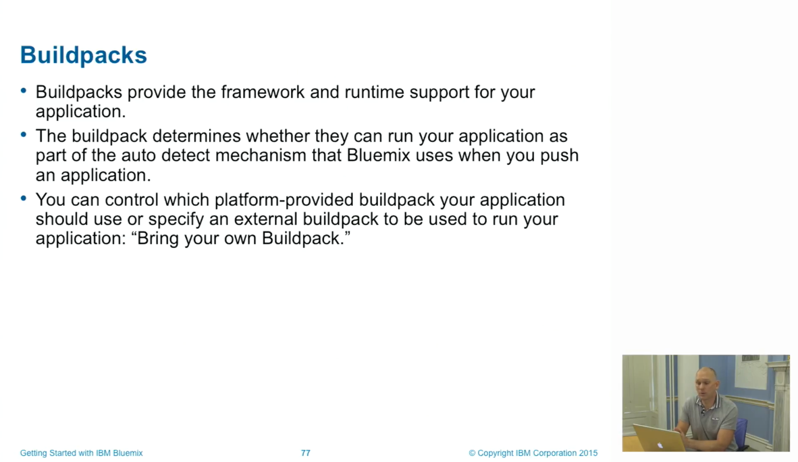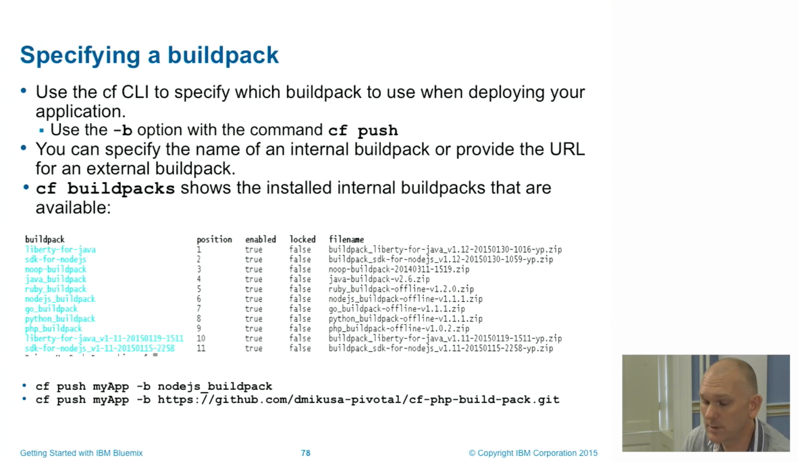You can control what build pack your application should use. You can specify an internal runtime, so there may be multiple versions of the same runtimes configured within your cloud environment, such as Bluemix, or you can specify an external runtime, an external build pack. To specify the build pack, on the command line there is a -b option. In the manifest file there is a buildpack option.